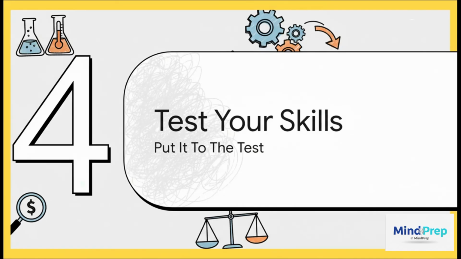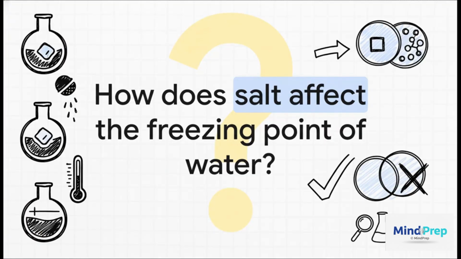Okay, you've got the theory, you've got the formula, now it's your turn. Let's put this new knowledge to the test and see how you do with a quick practice question. You ready? All right, here's the setup. The goal is to see how salt affects the freezing point of water. So first things first, what's our independent variable? What's the one thing we should be changing? The amount of salt, right? Everything else needs to stay the same.